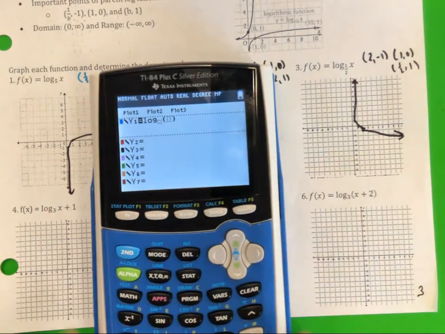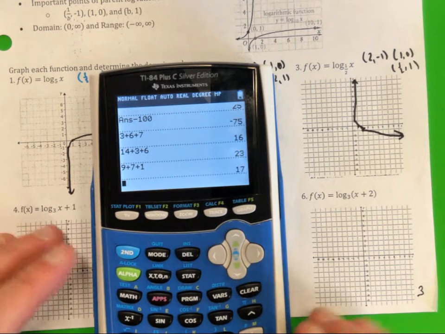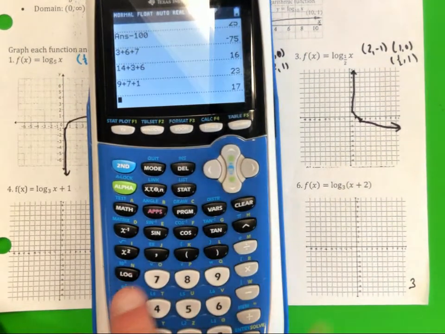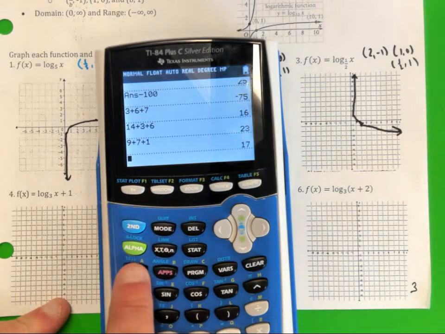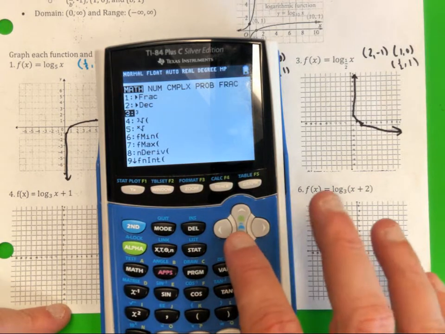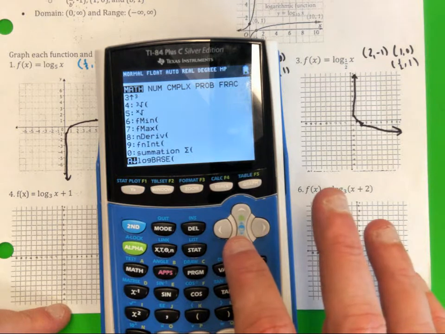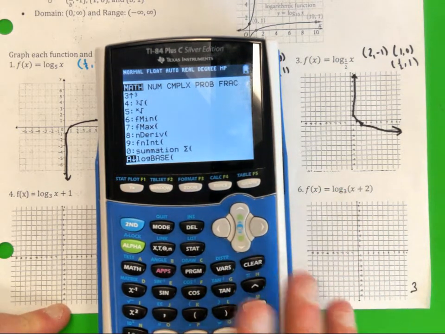Okay. If you have your calculator, I'm going to show you how to graph this. The log button that you see on your calculator is only for log base 10. If it's not log base 10, you can't use that button. You have to go under math. If you're looking for something, it's always probably under math, and scroll down till you see log base. That's how you get a different log.